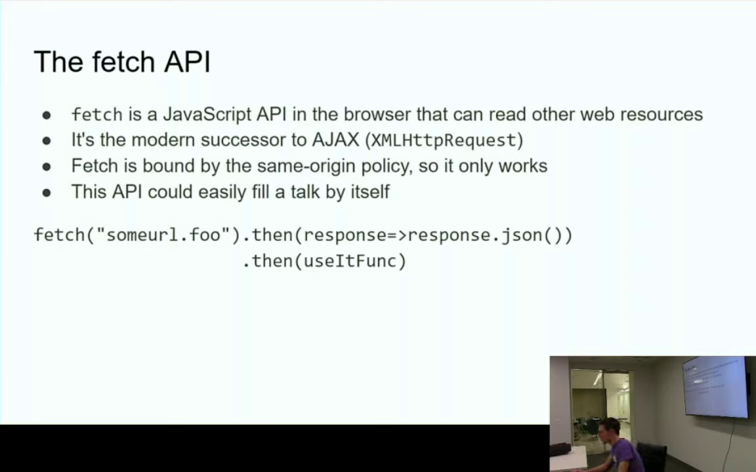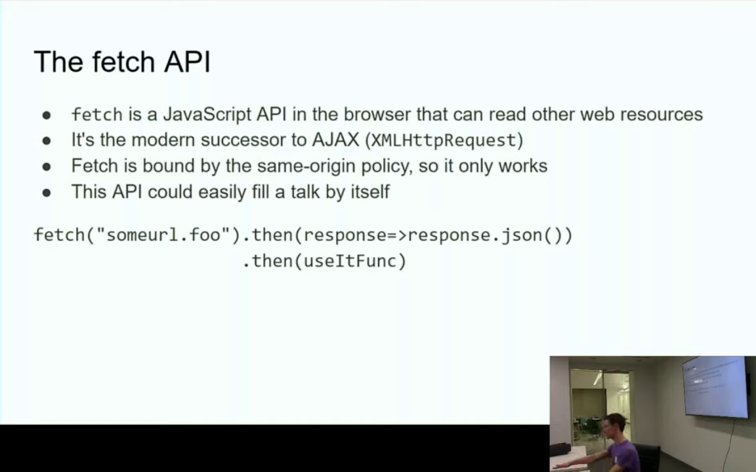It's also bound by the same origin policy. Same origin policy covers a lot of things. It covers iframes. It covers fetching things. And this API, I or someone else could give a talk about. But briefly, this is how you use it. You're just like, hey, I want to get some URL.foo. Then you do a .then, run the response through another function, and then run the result of that through another function. This is a promise API, which could also be a third talk all by itself, so I'm not going to get into this too much.